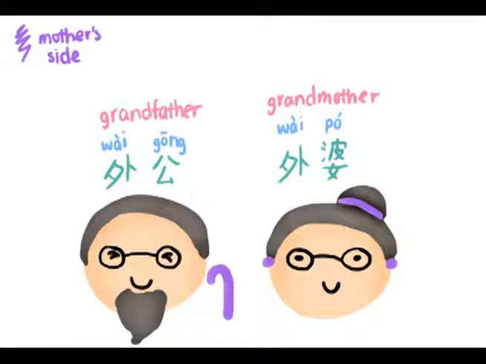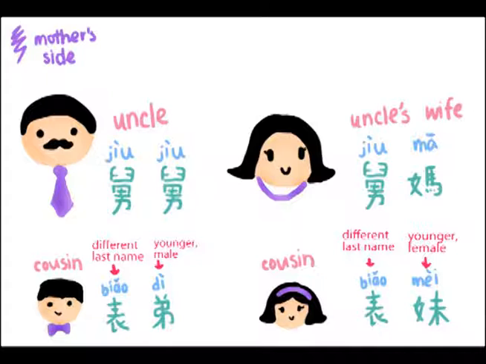We will now begin talking about your mother's side of the family. 外公 means grandfather or your mother's father. 外公. 外婆 means grandmother or your mother's mother. 外婆. 舅舅 means uncle or your mother's brother regardless of age.